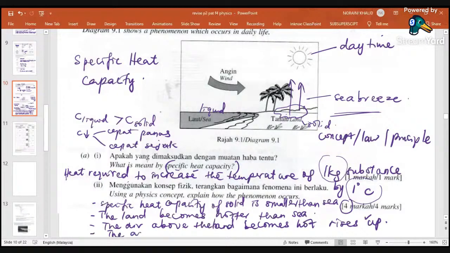The air above the sea blows towards land. Then we call it sea breeze. So you can include the low pressure and high pressure regions also. At least 4 points. If you want to write more also can, but no need to repeat the same point. Just enough, that consists of 4 points in order to get 4 marks. Okay, 4 markah.